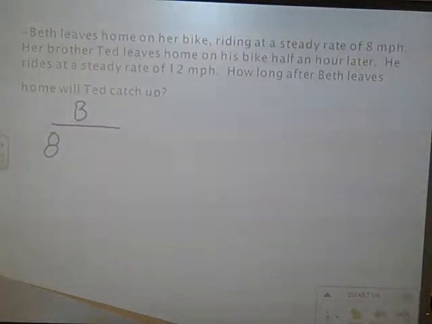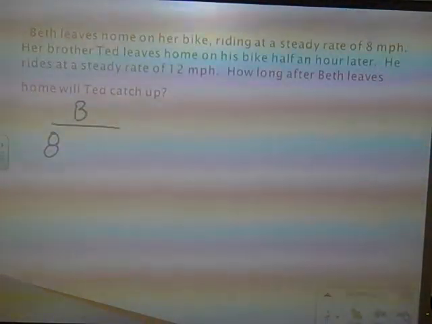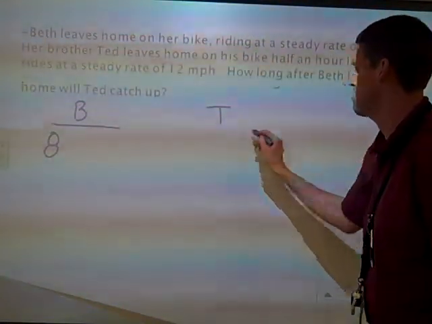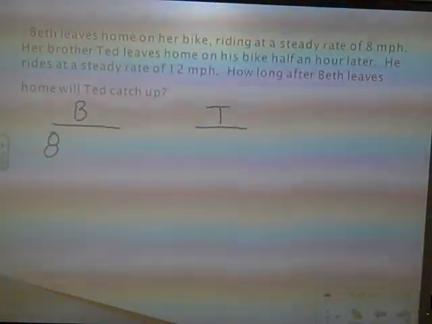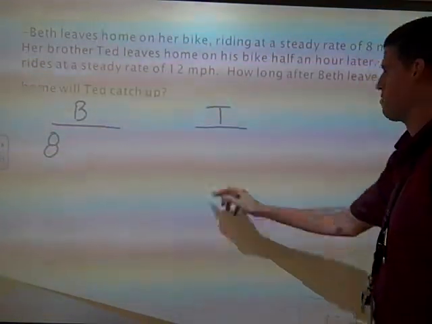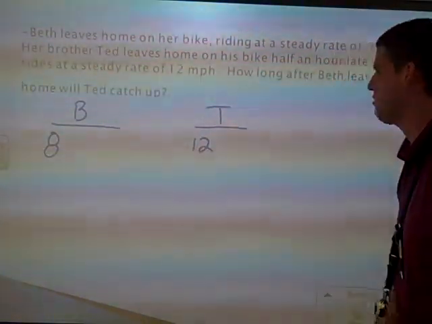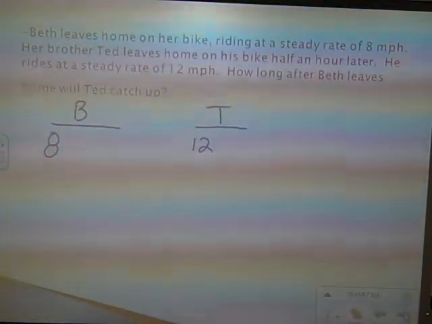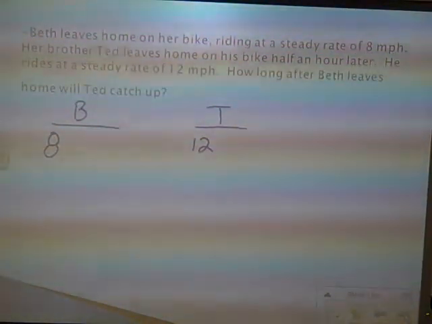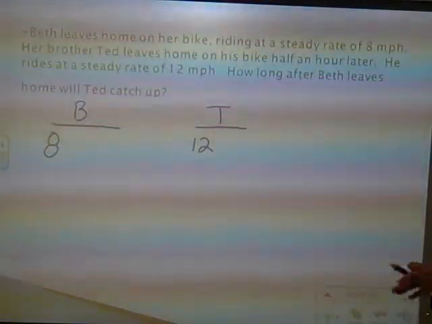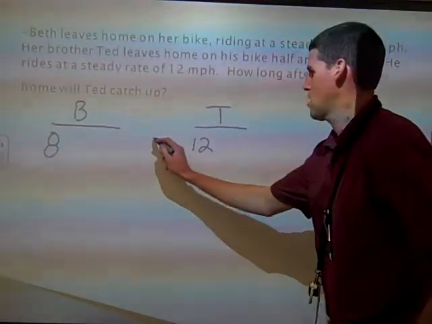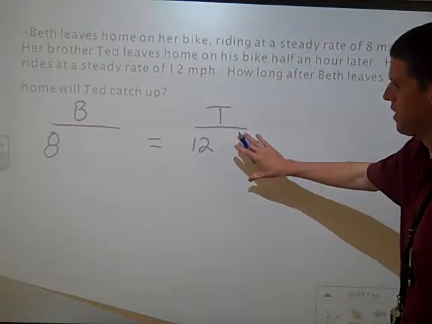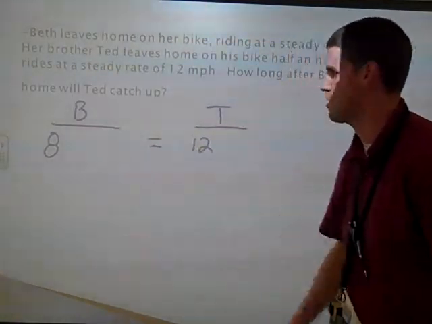Her brother leaves home on his bike half an hour later. Let's put a T for Ted. He rides at a steady rate of 12 miles per hour, so let's put Ted at 12 miles per hour. And then, how long after Beth leaves home will Ted catch up? We know they're going to ride the same amount of distance, so that's going to be equal. Whatever distance she rides is the same as he rides. So this side is definitely going to equal this side.